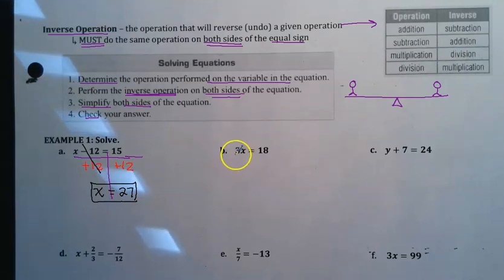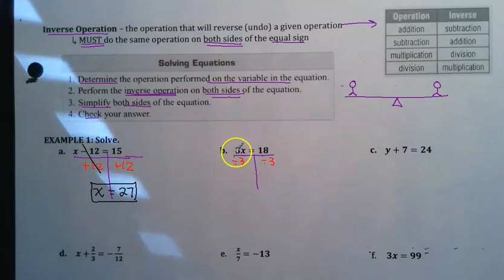All right, so for our next one, B, 3x equals 18. I'm going to draw my teeter-totter. I'm looking at what's being performed. What's happening to the 3 and the x? Well, that's multiplication. So we're going to divide by 3 because it's being multiplied by 3. Okay, well, x times 3 divided by 3, those cancel and leave us with x. 18 divided by 3 is 6.